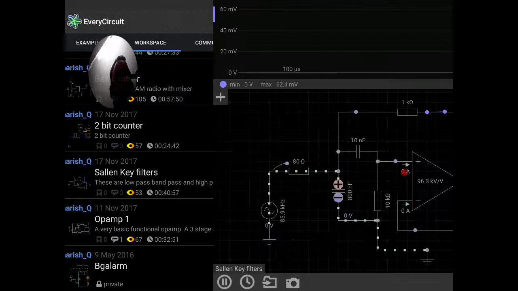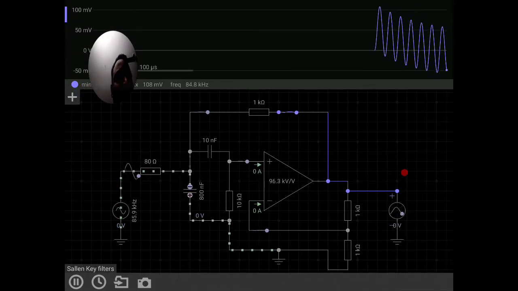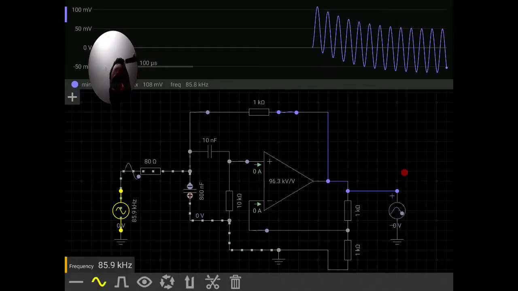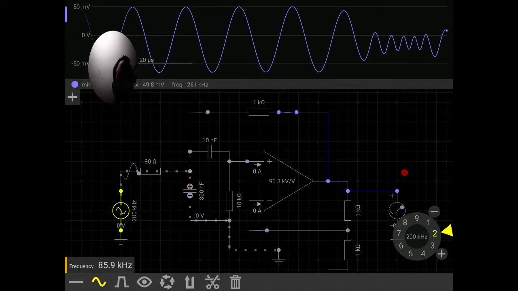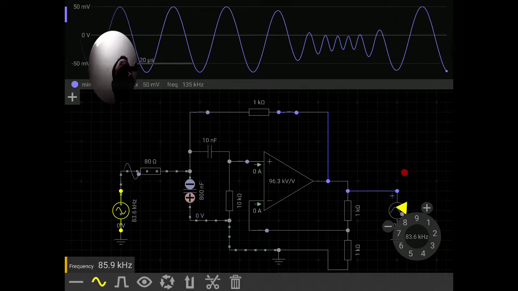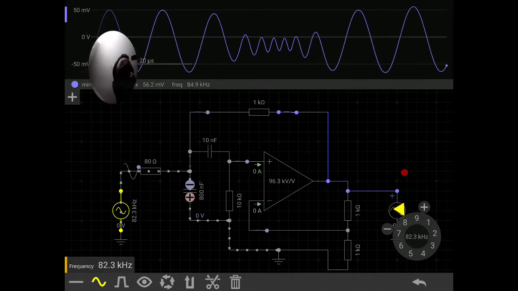And this is a Sallen-Key filter. The filtering is for different frequencies. For high frequencies the amplitude reduces, and for low frequencies the amplitude increases. So it's a low pass filter.